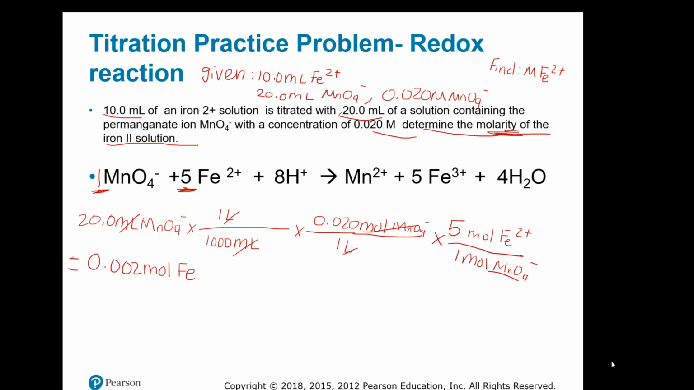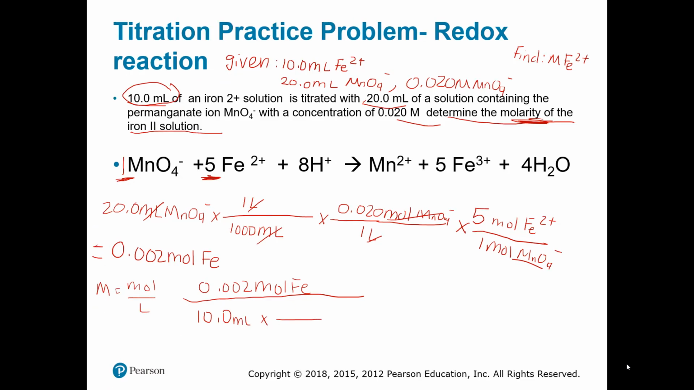Now we need to determine the molarity of our solution. Remember that molarity is moles of solute per liters of solution. We have 0.002 moles of iron 2+ and 10.00 milliliters of solution. So to set up our equation, we divide 0.002 moles of iron by 10.0 milliliters, and 10.0 milliliters is divided by 1,000, and that gives us 0.200 molar iron 2+, and that's our answer.